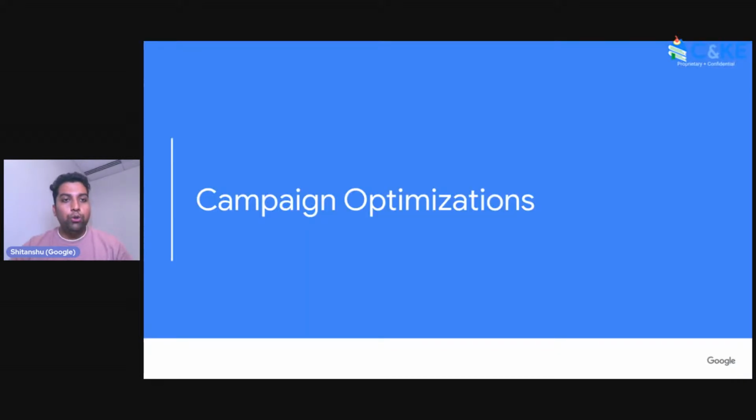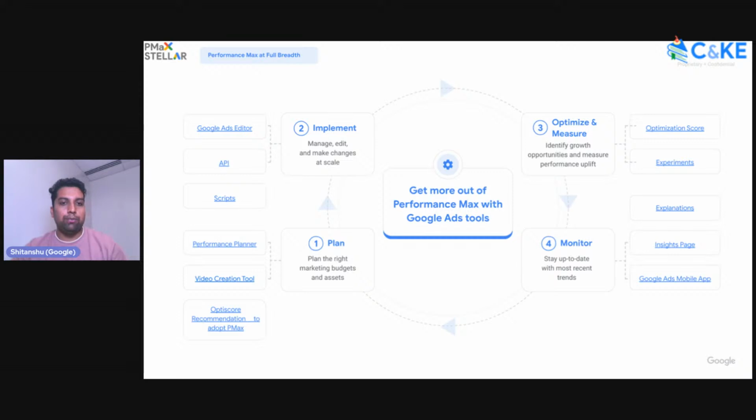All right. Now, how do you optimize your campaign? So far we learned about different marketing objectives, and what settings and options you have. How can you optimize your campaign specific to those marketing objectives? In the next segment, we'll talk about how you optimize a Performance Max campaign.